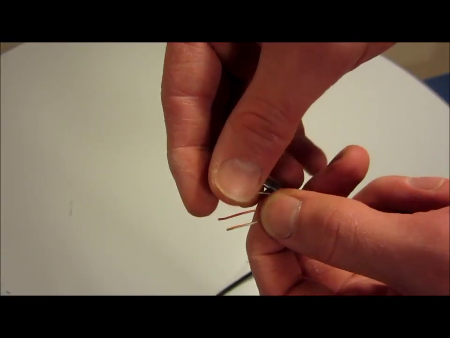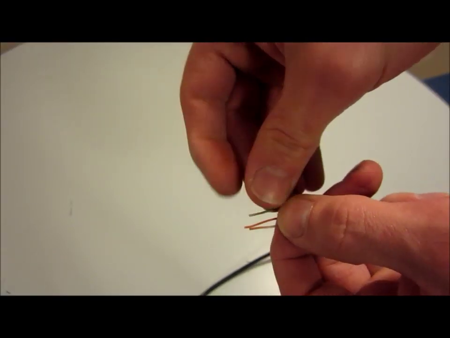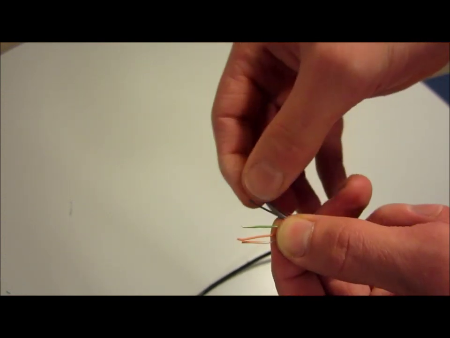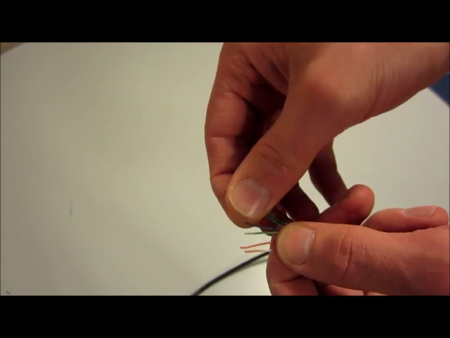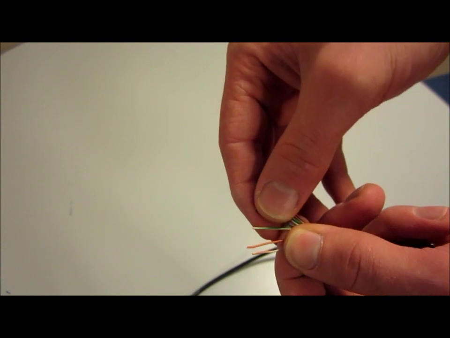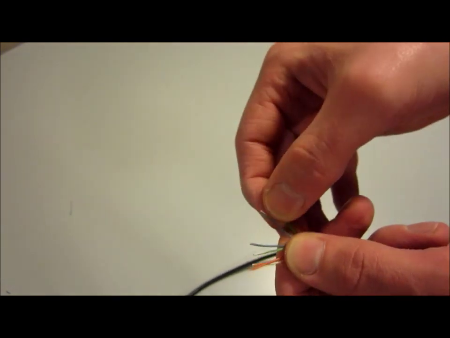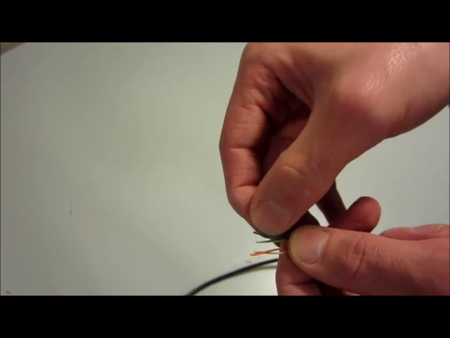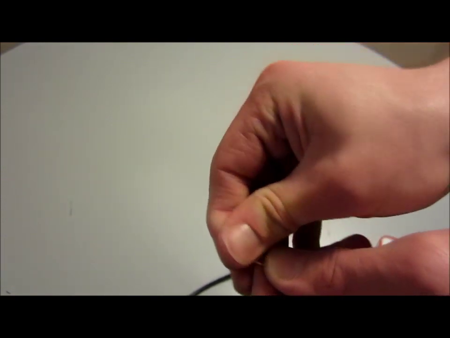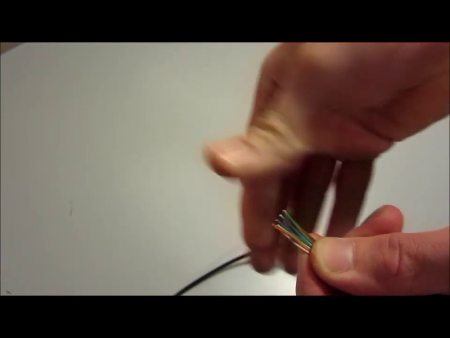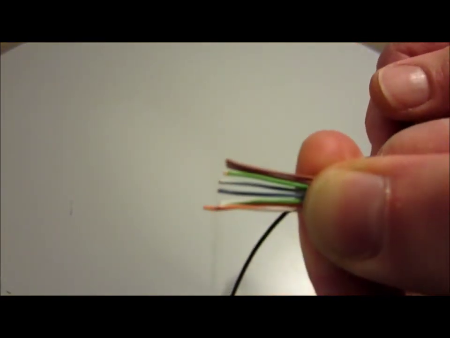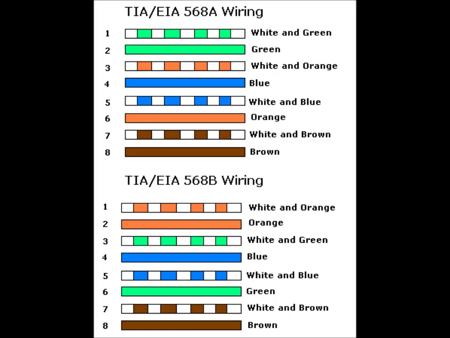Step 4. Now you need to arrange the cores into order. Now this part is important. You can either wire to 568A or 568B format. We recommend that you wire to 568B, but you must wire the same at either end of the cable. If you were to wire A at one end and B at the other, you would create a crossover connection. We have shown pictures of A and B wiring, but you can find a picture of this on Google Images quite easily.